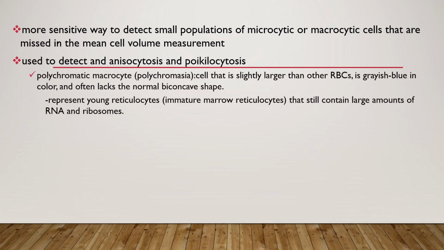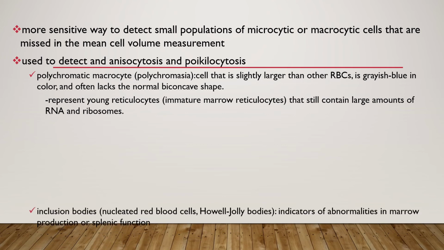And polychromatic macrocytes, or polychromasia, is when the cells are slightly larger than other RBCs, grayish blue in color, and often lack the normal biconcave shape. This represents young reticulocytes, or immature marrow reticulocytes, that still contain a large amount of RNA and ribosomes.